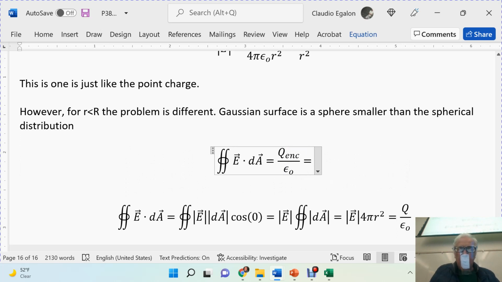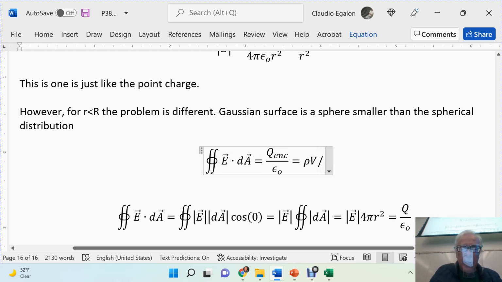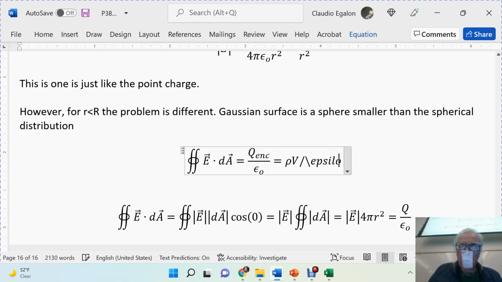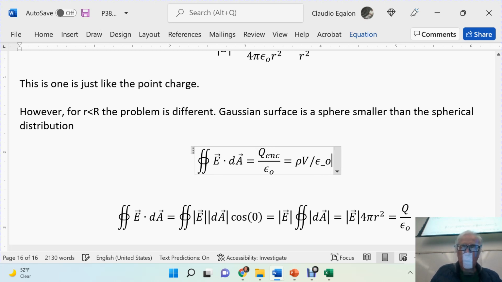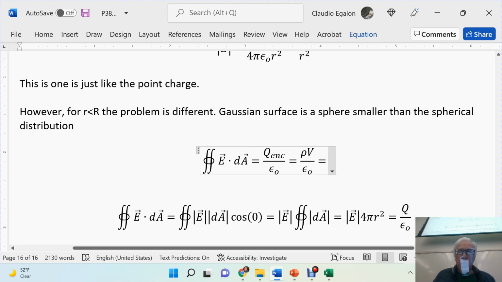Oh, it's simple. We take the volumetric charge distribution, rho, and multiply by the volume enclosed by the spherical surface. Okay, like that. This volume is going to be equal to what?